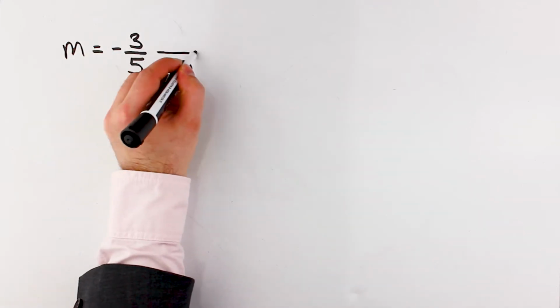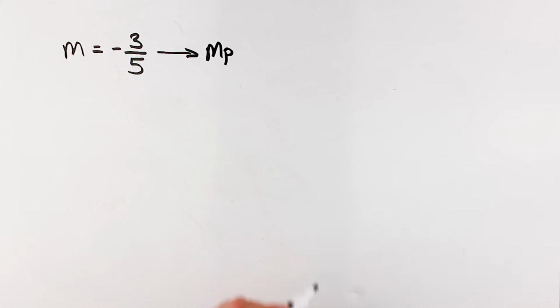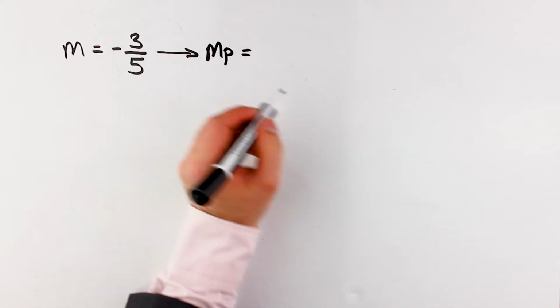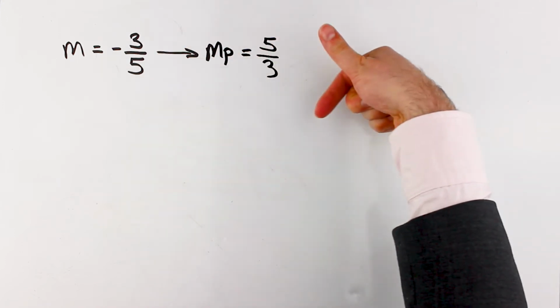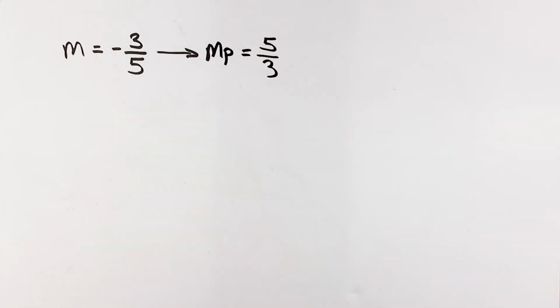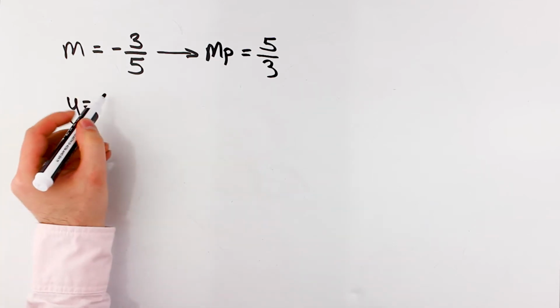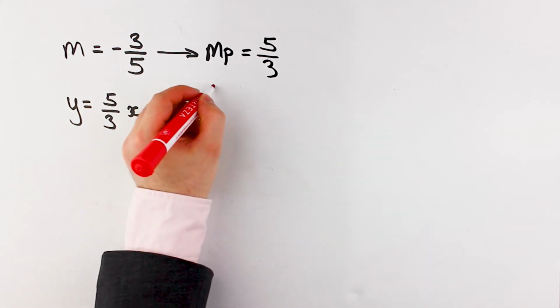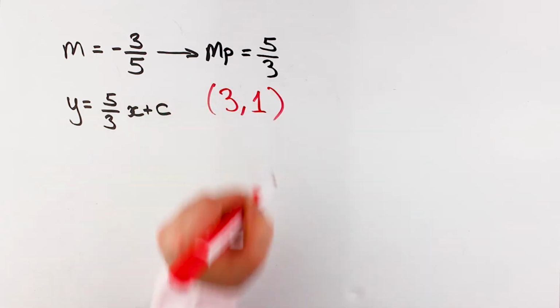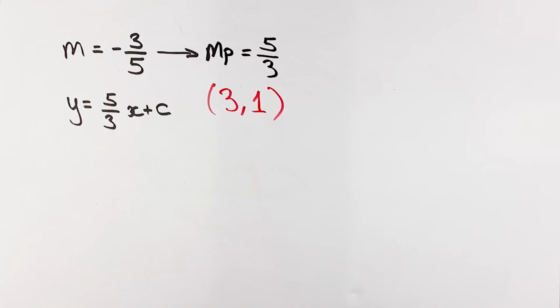The perpendicular gradient would be a reciprocal of that and negative. So we would flip that over, which flips over to 5 over 3, and the minus symbol disappears because we have to change signs. So it's a positive 5/3. So now we can write our incomplete equation of the perpendicular line y equals 5/3 x plus c. Now, we know that the perpendicular line passes through the point 3, 1. So we can use that information to help us find out what c is.